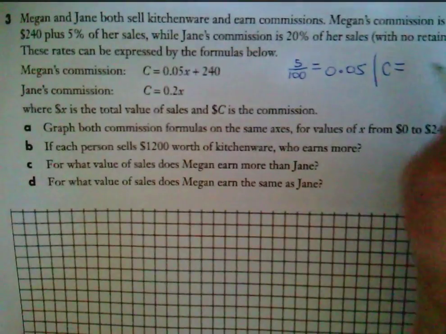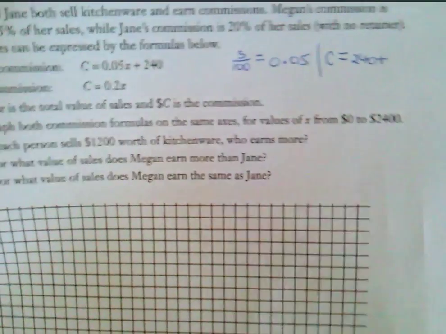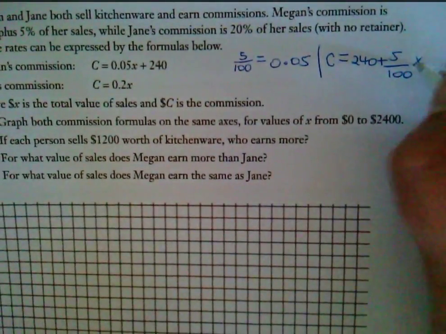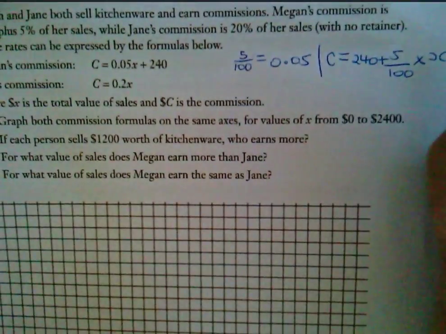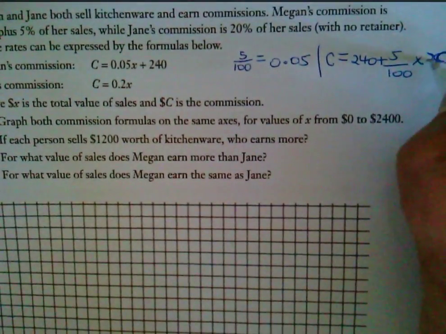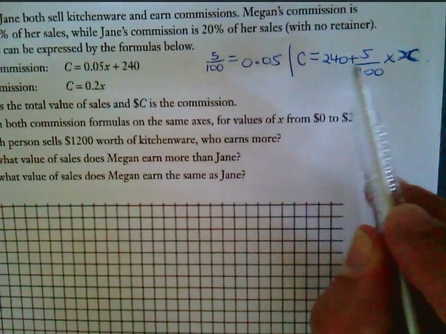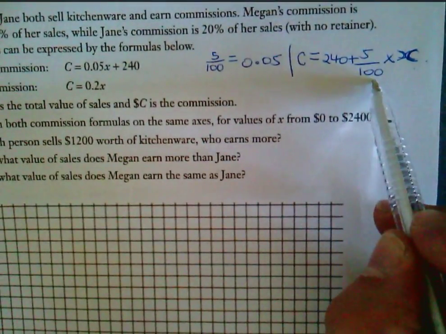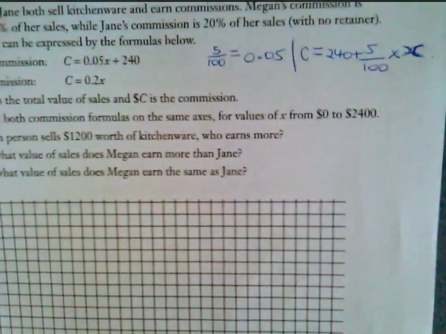Now, if you were to work it out, what you'd like to write is commission is $240 plus 5%, that's 5 over 100 times her sales, which I'll call X. 5 over 100 is 0.05. That's why the formula is what it is.